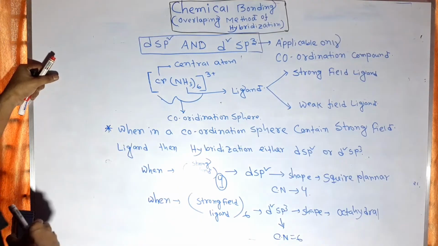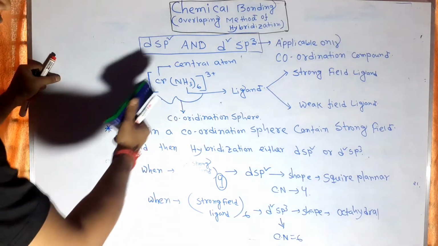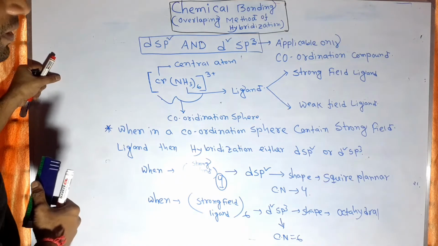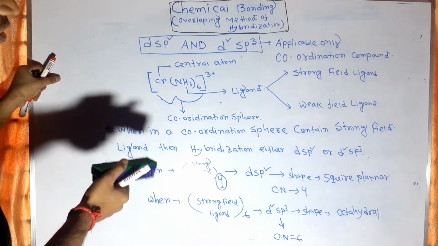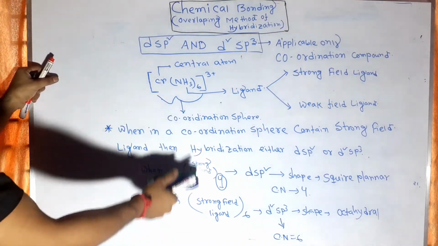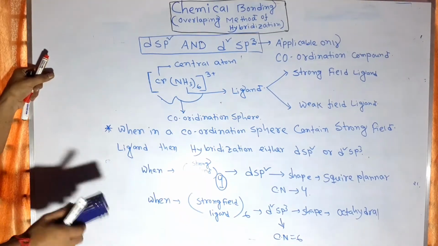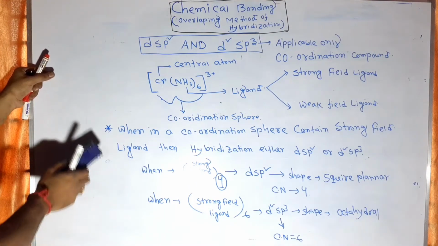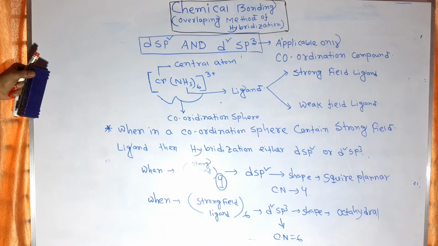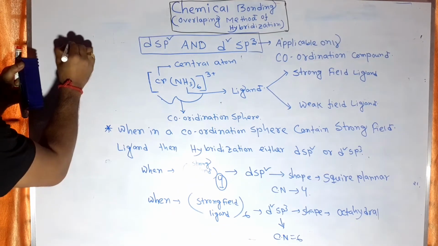Then you must know examples of strong field ligands, so you can judge what is a strong field ligand and what is a weak field ligand. First you judge strong field and weak field ligand, then you follow this procedure. So I will give some examples of strong field ligands.